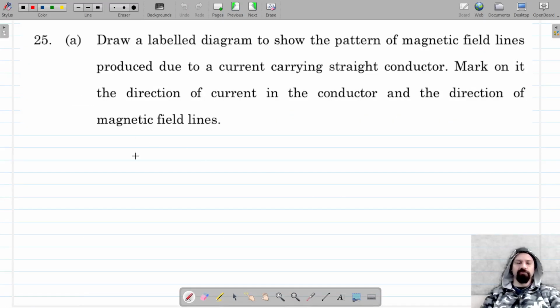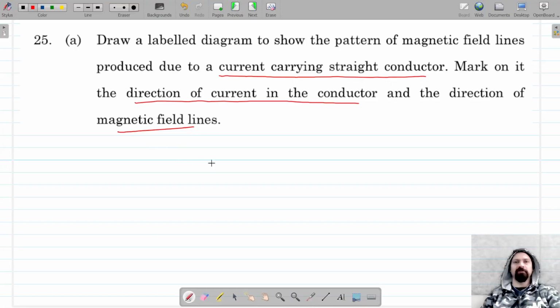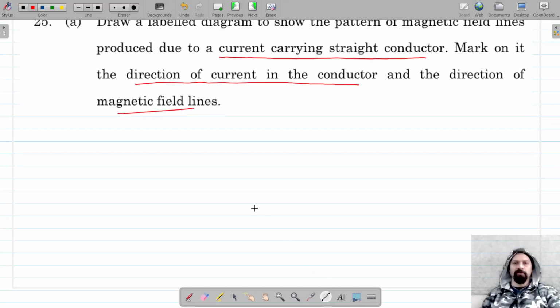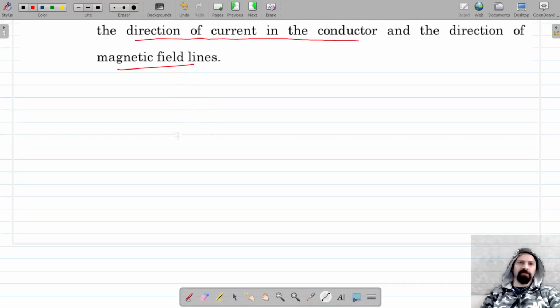Okay, for the next question, it's asked to draw a labelled diagram to show the pattern of magnetic field lines produced due to a current carrying straight conductor. And we have to mark on it the direction of current in the conductor and the direction of magnetic field lines. Now, let's say this is a current carrying straight conductor.